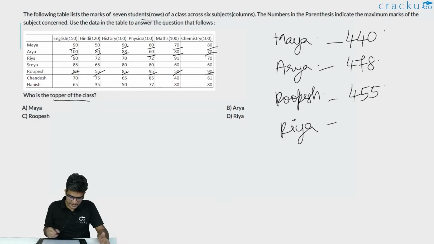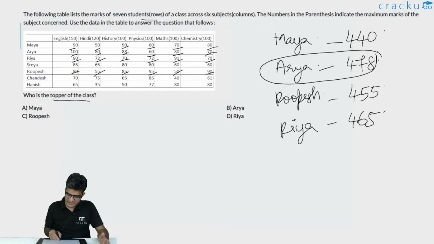And that of Riya is 90 plus 72, that is 162. Plus 70 is 232. Plus 72 is 304. Plus 91. 304 plus 91 will be 395. Plus 70 is 465. So amongst the four of them, the highest is that of Arya.